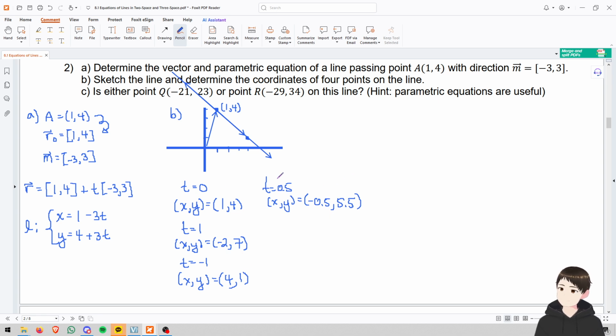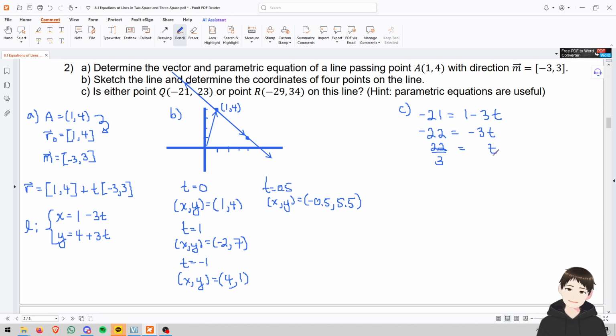If this makes sense to you, you should have been able to handle C properly. Does negative 21, 23 exist on the line? In other words, is it possible for x to equal negative 21? Well, let's try it. If I subtract both sides by 1, I get negative 22 equals negative 3t. Okay, so then t would be 22 over 3, dividing by negative 3.